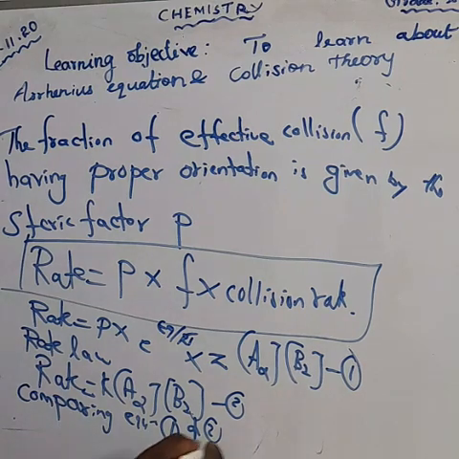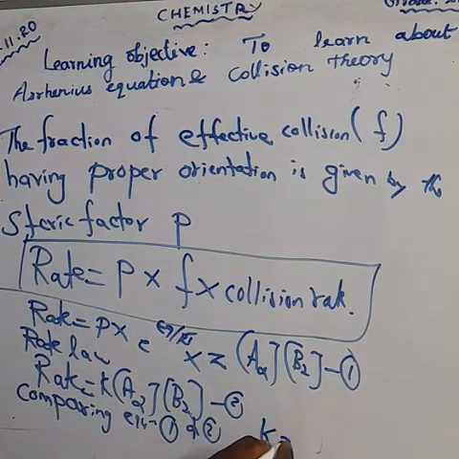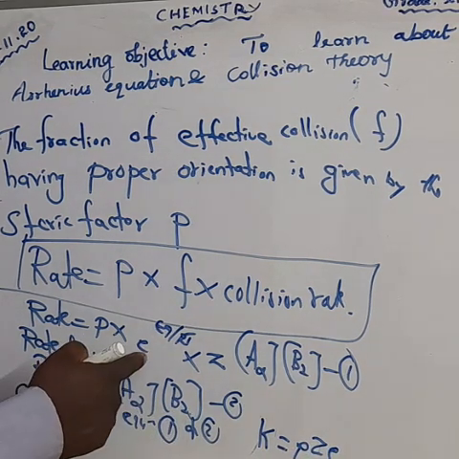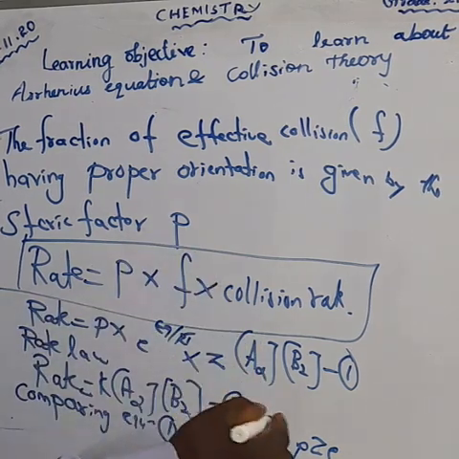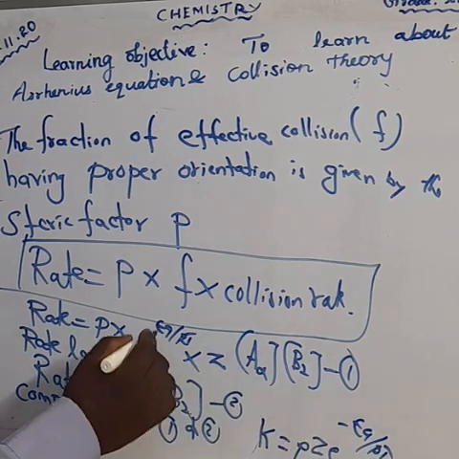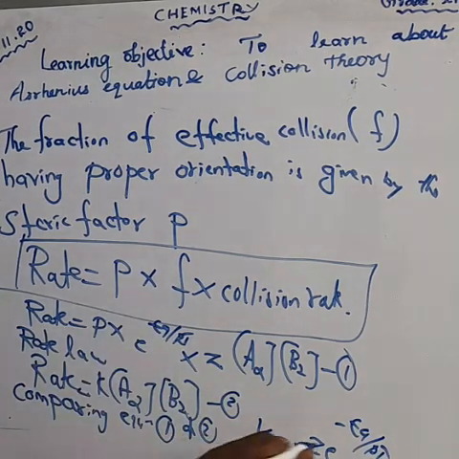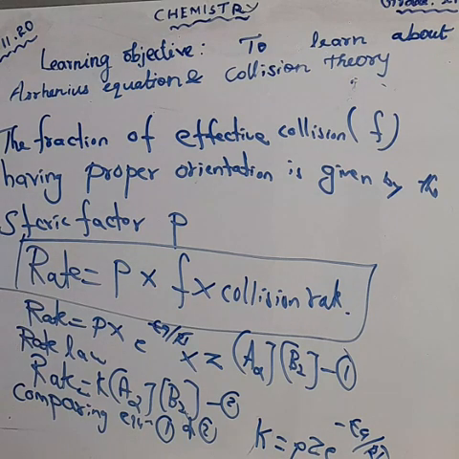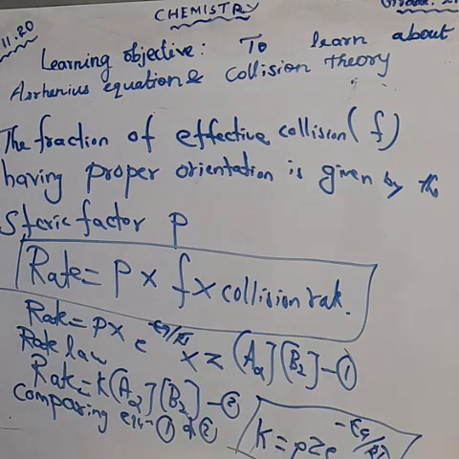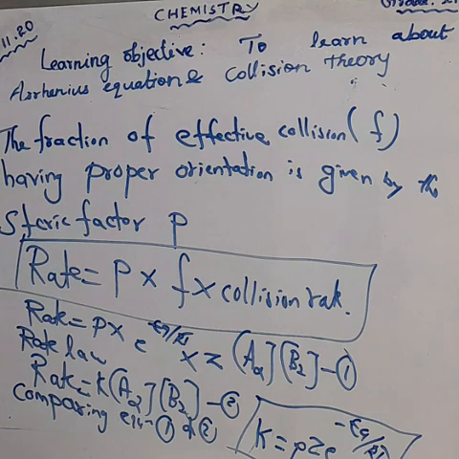Then what is about the answer? K is equal to P Z e, what is the power? Minus EA by RT. Here also we forgot to use minus EA by RT. This is the final equation. K is equal to P Z e to the power minus EA by RT. Can you write the collision theory?